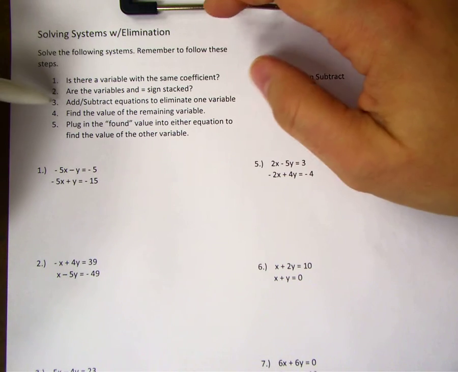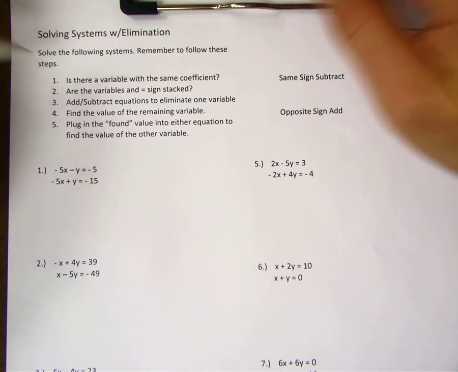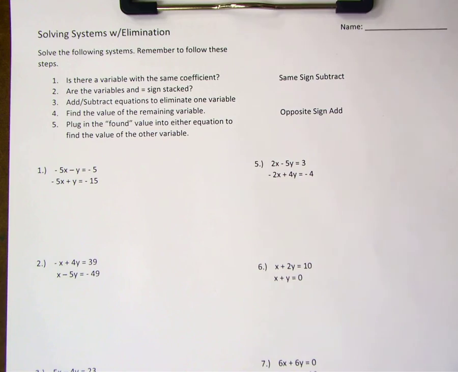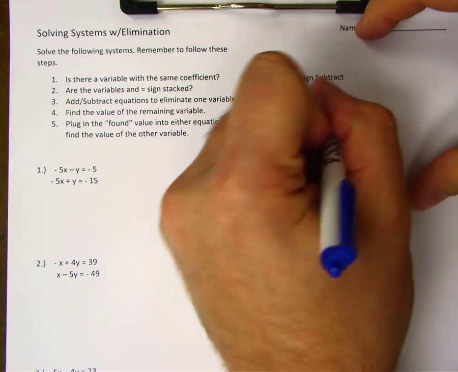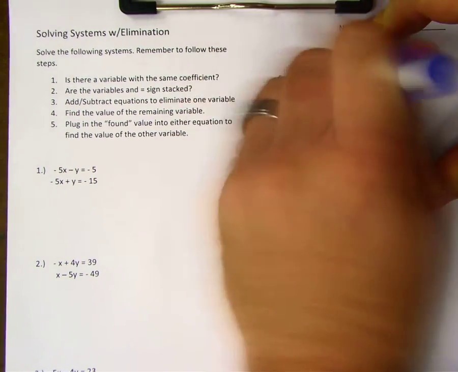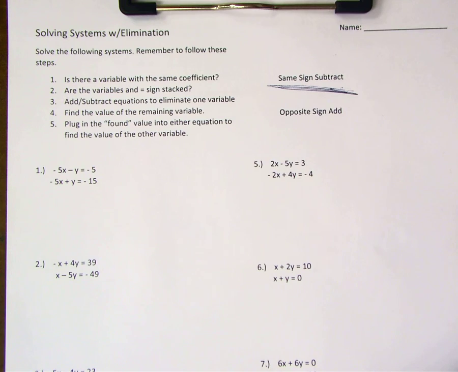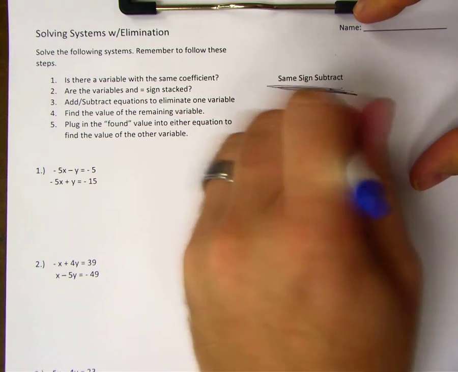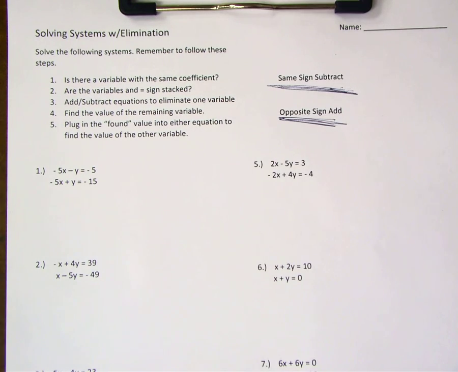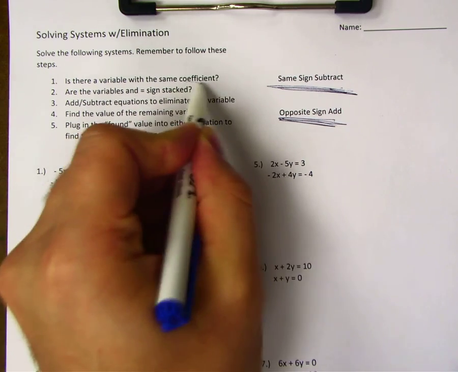So the next step is you're going to add or subtract equations to eliminate one variable. And what you really want to focus on with this is these two things over here. When you have the same sign, you are going to subtract. When you have the opposite sign, you are going to add. And that is for the two coefficients that are the same.